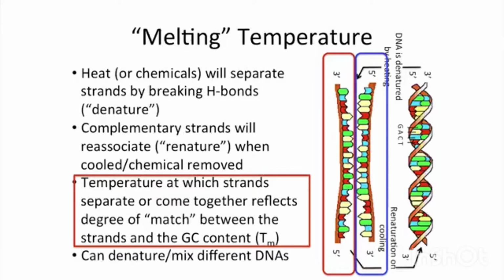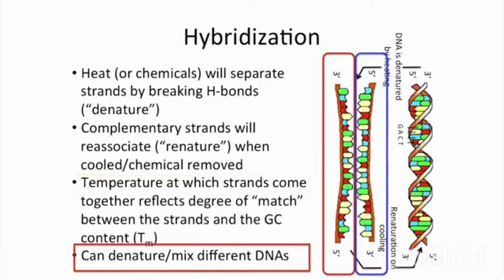And it's because there are 3 hydrogen bonds for GC base pairs and only 2 for AT base pairs. So GC pairs render the molecule more stable, and so the higher the GC content, the higher the melting temperature. Not only can you denature and renature a DNA that was originally a single helix, but you can denature and mix DNA from different sources. That process is called hybridization.